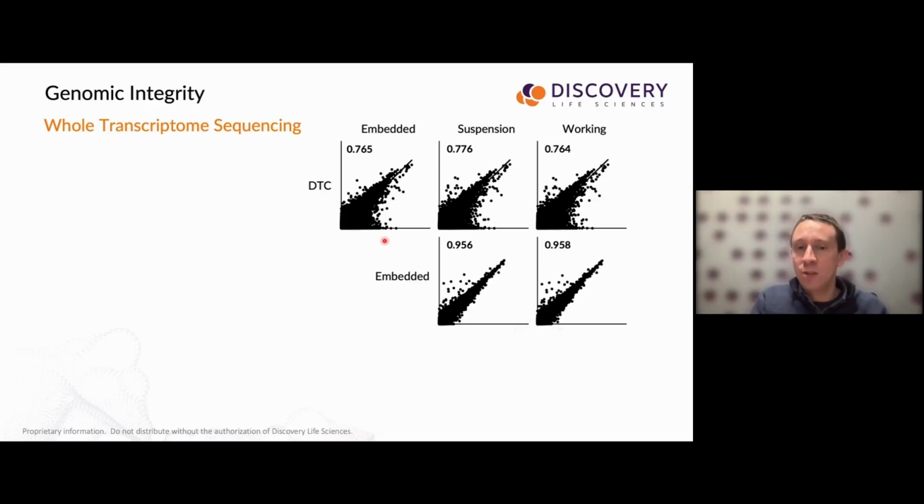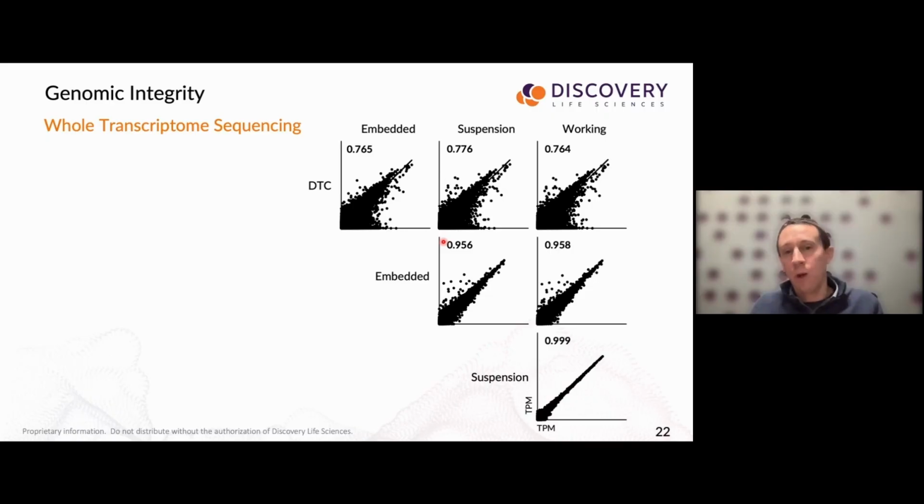However, as we look at just the tumoroids themselves, from the embedded stage to the suspension stage, again, we're getting above 0.95 R-squared values, very tight correlation of the genes that are expressed in each of these banks. And it essentially is 1 when you get to the suspension banks versus the working banks. So now we know that both our genomics are highly correlative and highly stable, as well as our transcriptomics. So we feel confident that our tumoroids are actually replicating the parent tumor cells that we started out with.